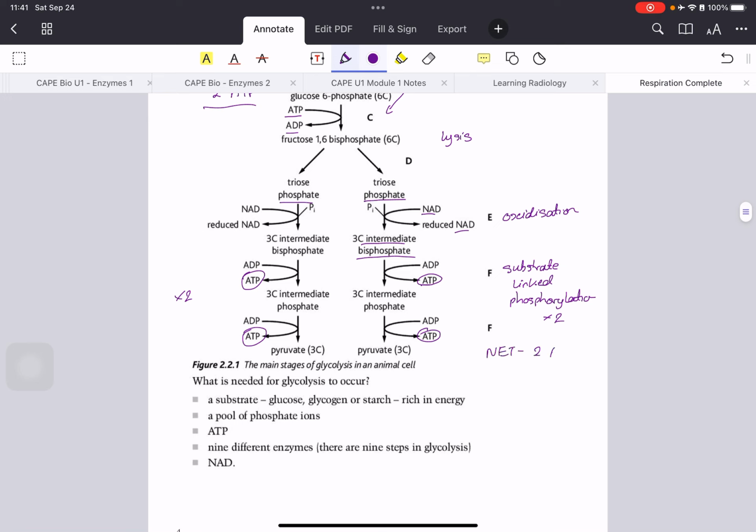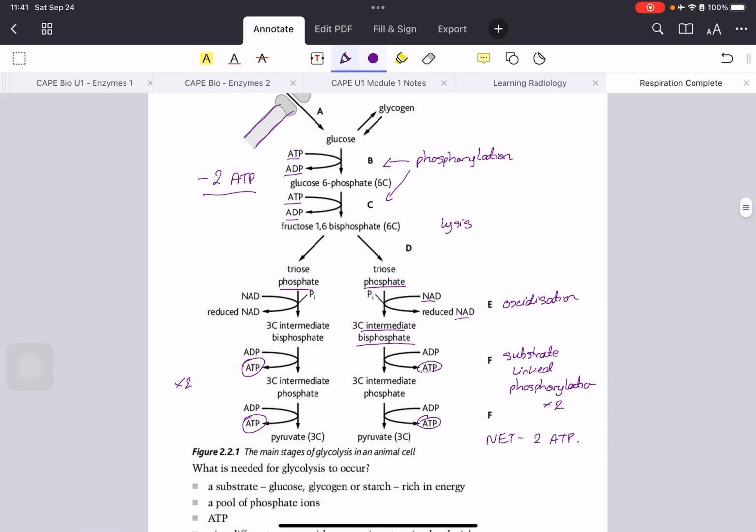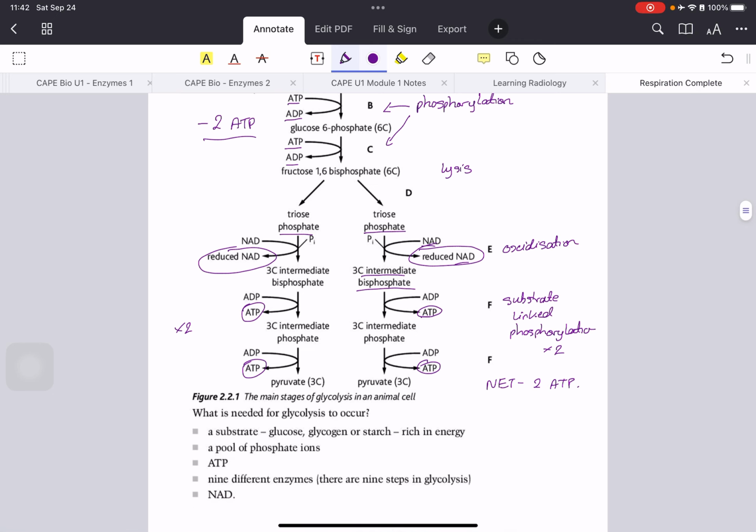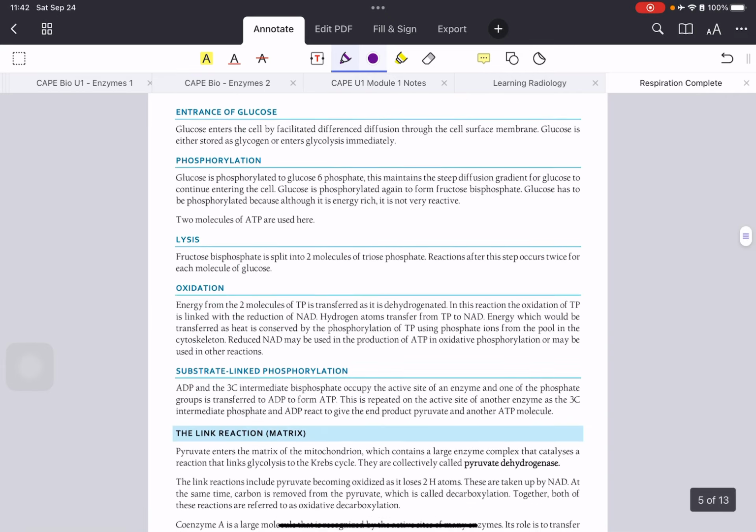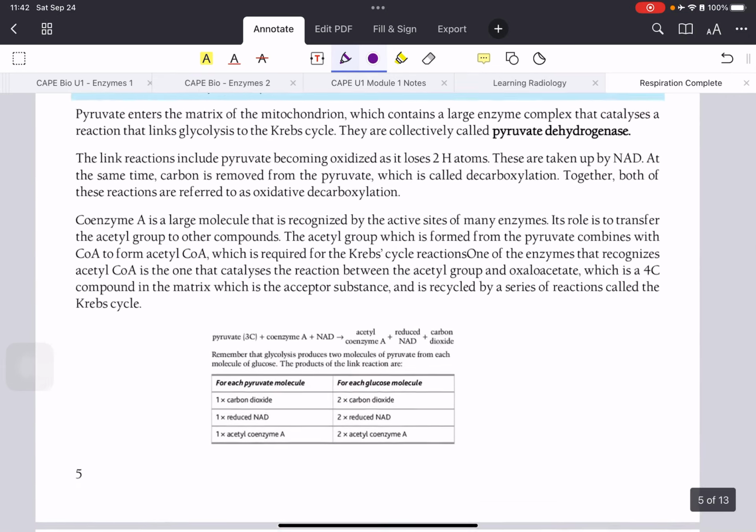for a net profit of 2 ATP molecules. And that's not all we get in glycolysis, we also get these reduced NADs, which will come in handy later on. Alright, and you'll see why very soon. Now the end product of glycolysis is a very important molecule, pyruvate. So we also get 2 pyruvate molecules, and that goes straight into the link reaction.